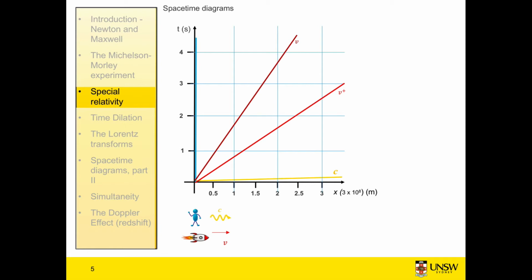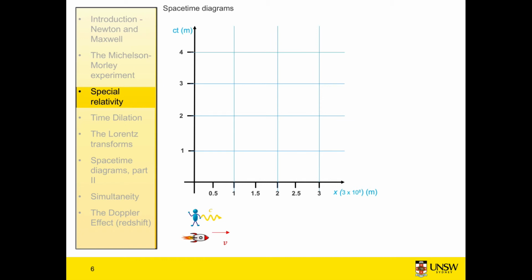So if we have a look at the gradients, we can see that the gradient of our velocity is equal to the time divided by x, rise over run. And the gradient of our light is equal to 1 second divided by 3 times 10 to the 8 meters. So that's a very small gradient. So for this reason, and also for other reasons which we will see in the next few slides, we change the y-axis of our diagram, and we say that the y-axis is now equal to c times t. So that's the speed of light times time. And that means our y-axis is in meters and our x-axis is still also in meters.